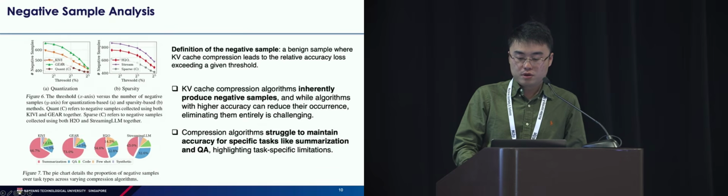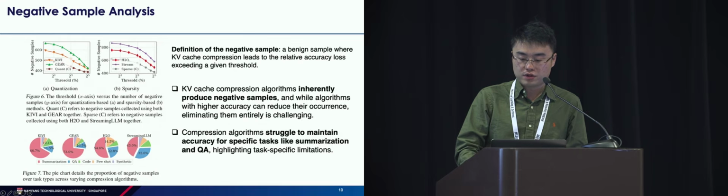In the left bar chart, we set the threshold as 10% and investigate the proportion of negative samples over task types. We observe that these KV cache compression algorithms struggle with specific tasks like summarization and question answering, because these tasks strongly rely on accurate context information.